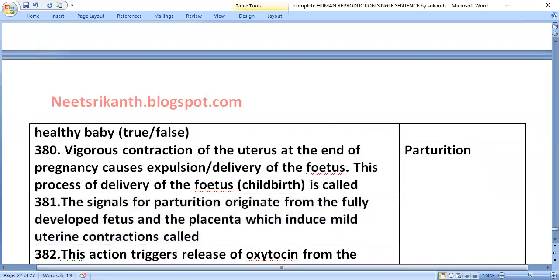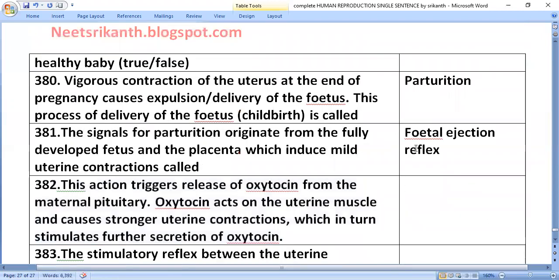The signals for parturition originate from the fully developed fetus and the placenta, which induce mild uterine contractions called fetal ejection reflex. This action triggers release of oxytocin from the maternal pituitary. Oxytocin acts on the uterine muscle and causes stronger uterine contraction, which in turn stimulates further secretion of oxytocin. Fetal ejection reflex.